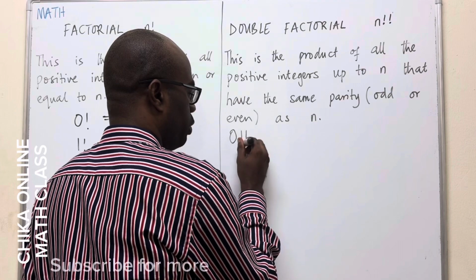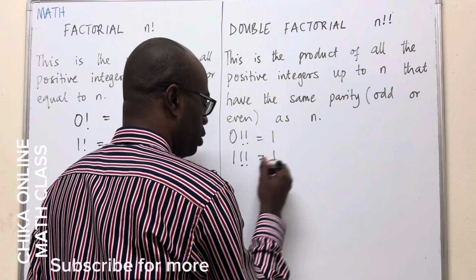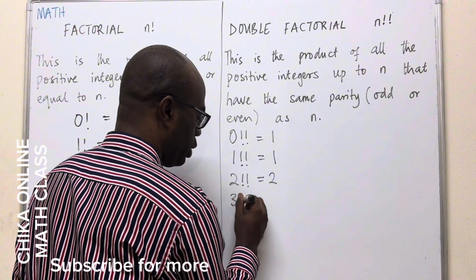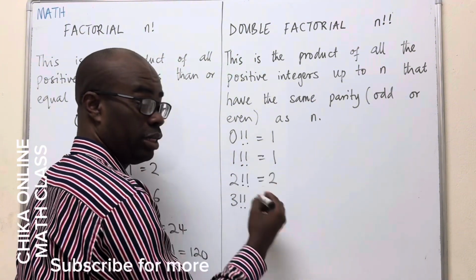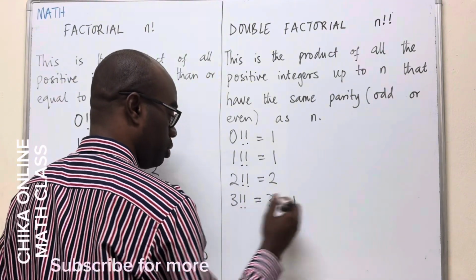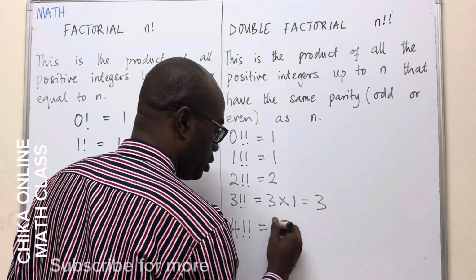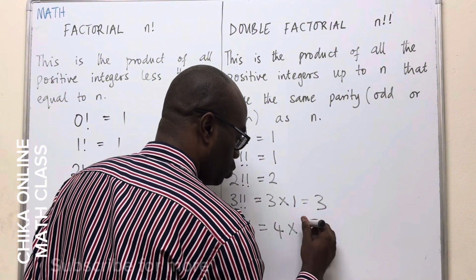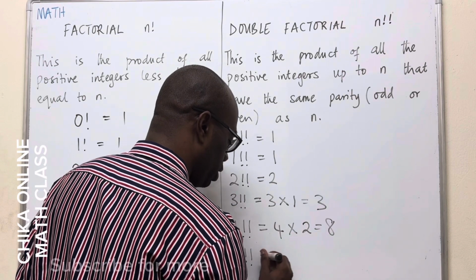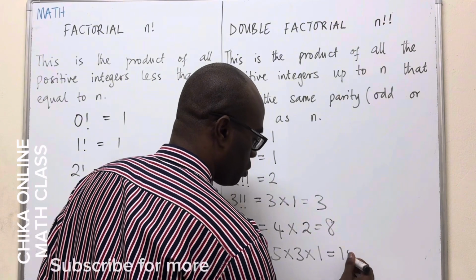Okay, 0 double factorial is 1 by definition. 1 double factorial is 1. 2 double factorial is 2. Now 3 double factorial, we apply the definition: 3 times 1, because 3 is odd, so we multiply only odd numbers, which is 3. 4 double factorial is 4 times 2, which is 8. 5 double factorial is 5 times 3 times 1, which is 15.